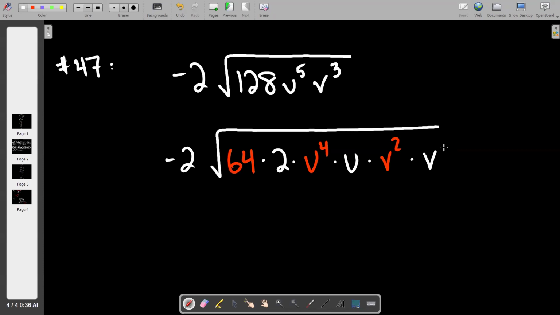We see that the best we can look for there is just that distinction of what's coming out and what's not. When 64 breaks out, what does it become? 8, but then times -2, or negative 16. Who else busts out? U to the 4th, which would be U squared, and V squared. And then the square root of 2.